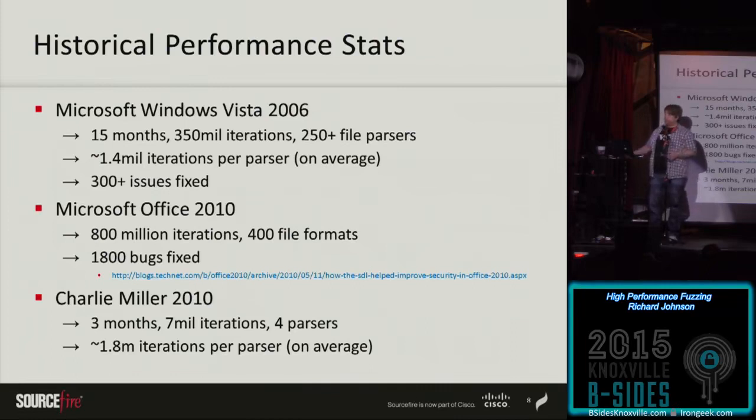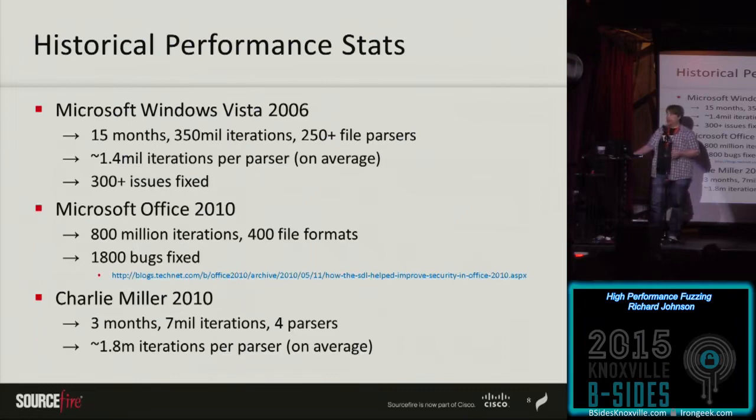So the next data was for Microsoft Office 2010. It was slightly better. It seems as though they had a better strategy because they found more bugs. I don't have a timeline on this one, but they did 800 million iterations, which is significantly more than what they put into the entire Windows Vista operating system.